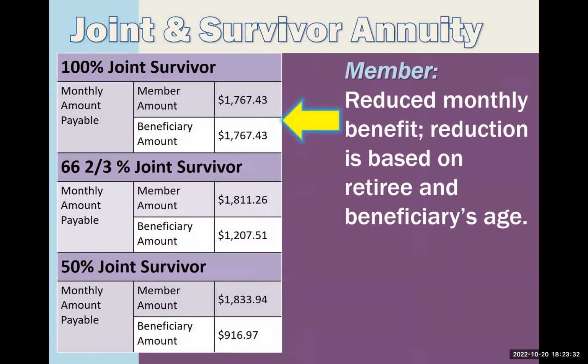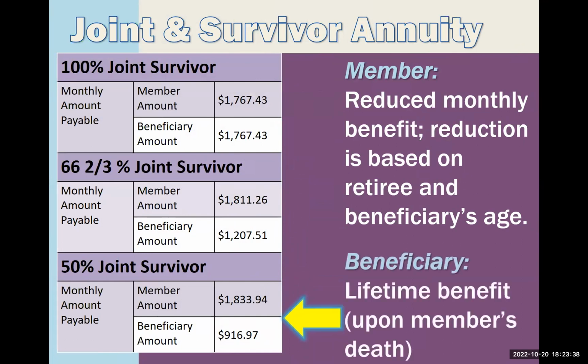All right, so let's talk about the joint and survivor annuity option. These are designed to pay you a reduced monthly lifetime benefit and pay a lifetime benefit to your primary beneficiary upon your death. By looking at the sample estimate to the right, you can notice that there's a reduction when compared to the straight life annuity.